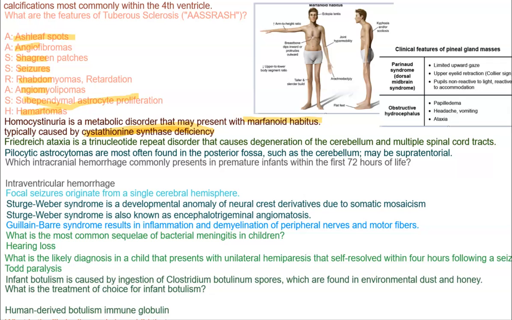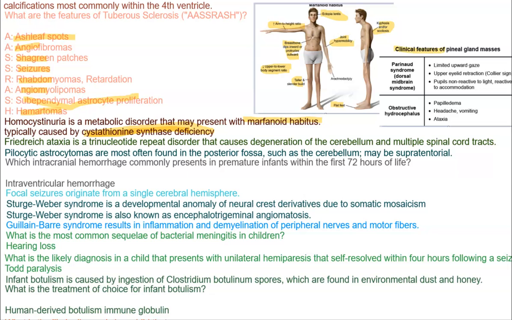So marfanoid habitus, let's talk about this briefly here. They have ectopia lentis, increased arm to height ratio, breastbone dips inward or protrudes outward, joint hypermobility, arachnodactyly, taller, slender build, decreased upper to lower body segment ratio. They have flat feet. They have kyphosis and or scoliosis. And that's it for marfanoid habitus.